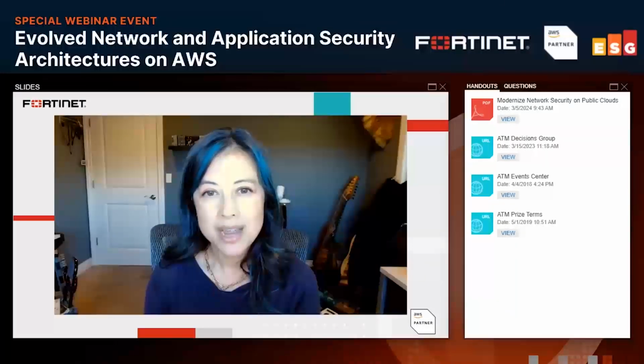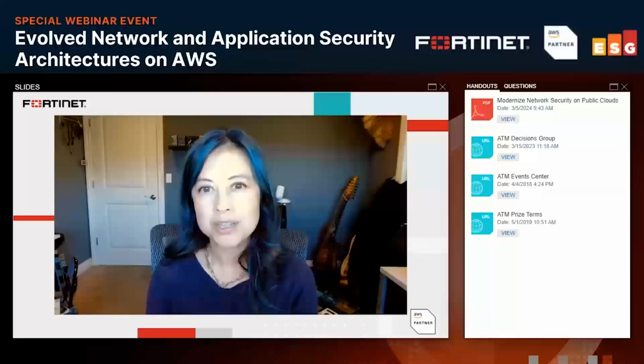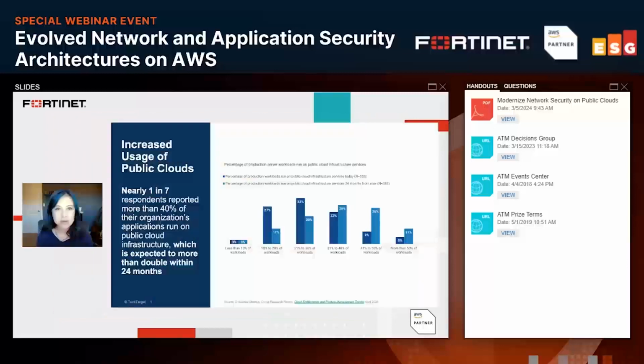So organizations today are under tremendous pressure to move their applications to the cloud to realize the benefit of cloud agility and improved user experience. Our research shows that organizations are increasingly putting production workloads into public cloud services. You can see here in this chart, the dark blue are the current percentages of production workloads in the cloud, and the lighter blue is the percentage of production workloads on public cloud infrastructure in 24 months. The note here is nearly 1 in 7 respondents report that more than 40% of their production workloads run on public cloud infrastructure, and this is expected to double in the next 24 months.